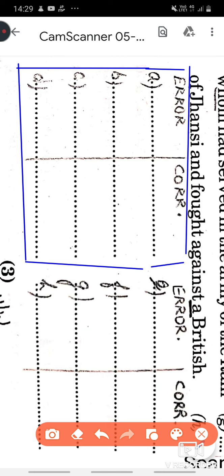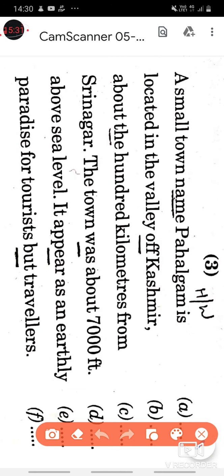Now let's come to question number 3. Let's take question number 3. A small town named Pahalgam is located in the valley of Kashmir. If we read this again, though I prefer reading till full stop, but I am able to locate the error only by reading A and B parts.